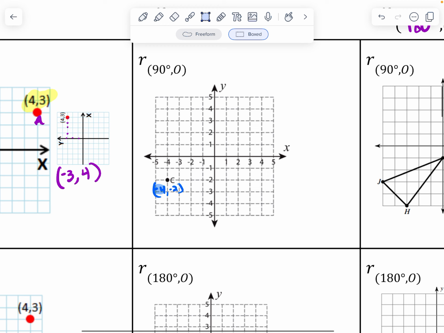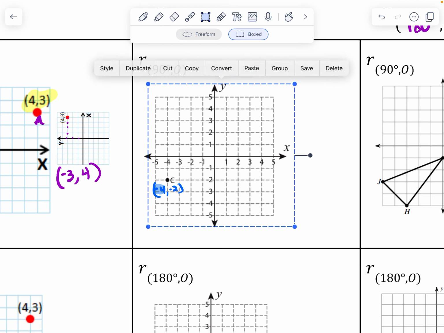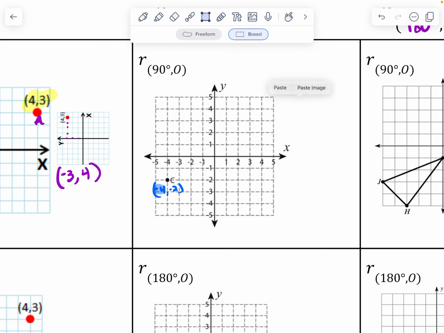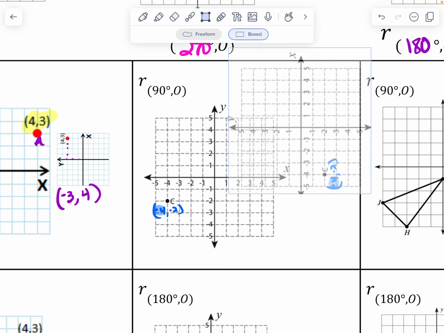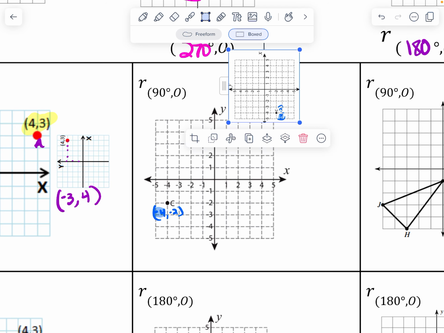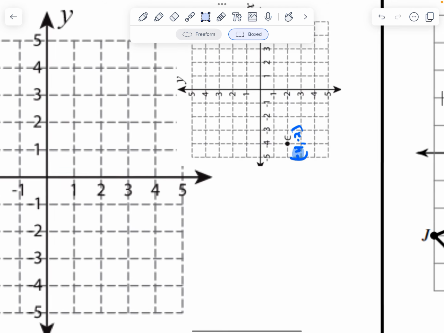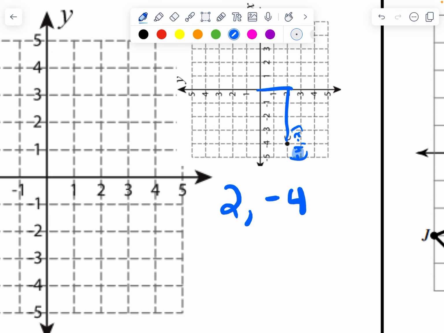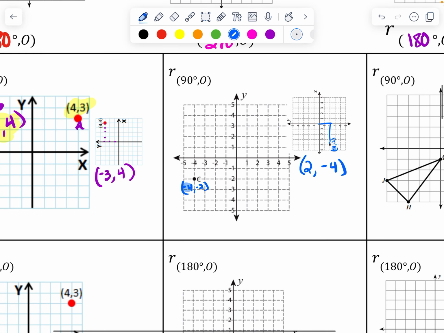You are going to rotate it 90 degrees counterclockwise. Copy, paste, rotate 90 degrees counterclockwise. Shrink it down so I've got space. Now, pretending like this is my new coordinate grid, this point is going to be at positive 2, negative 4. So my new point is at positive 2, negative 4 right here. So that's C prime: positive 2, negative 4.